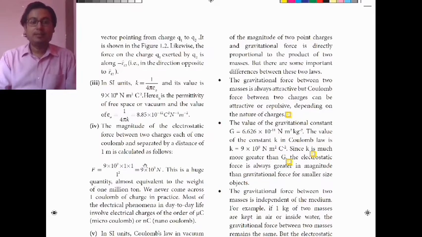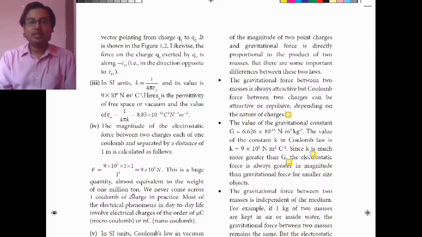In that situation, the magnitude of the force is equal to, first substitute the value of k, that is 9 into 10 to the power 9, into 1, that is the value of q1 and q2, 1 coulomb we have seen earlier, and then by a square of the distance, that is 1 meter square, that is equal to 9 into 10 to the power 9 Newton. This value, 9 into 10 to the power 9 Newton, is very huge in quantity, almost equivalent to the weight of 1 million ton. We will be crushed like a tin can by this force.